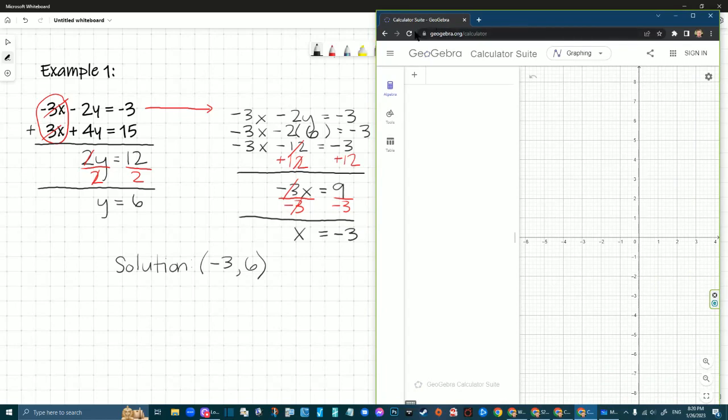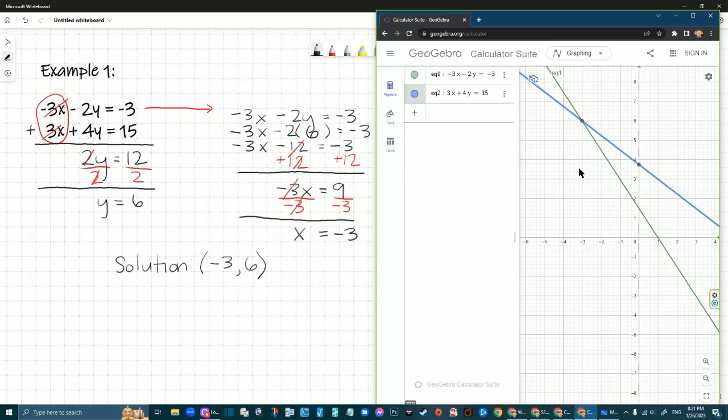Okay, so if you look up here, you can see I'm on geogebra.org/calculator. It's a free graphing calculator program. And all I'm going to do is type those two equations. So minus 3x minus 2y equals minus 3. And you can see I have a little green line pop on my screen. And then the next equation is 3x plus 4y equals 15. And I hit enter and I get a blue line. And if I click on that point of intersection, it shows negative 3, 6. So we know we did that correctly.